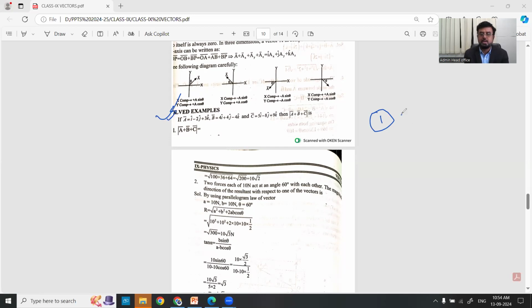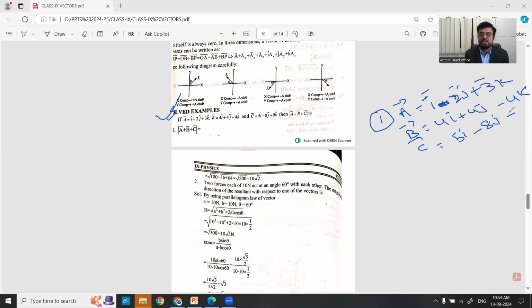What is given here? Vector A is given as i minus 2j plus 3k. Right? Vectors are represented by i, j, k. And B is given by 4i plus 4j minus 4k. And vector C, represented with an arrowhead, is equal to 5i minus 8j plus 9k. So what do we have to find out? Mod of A plus B plus C.